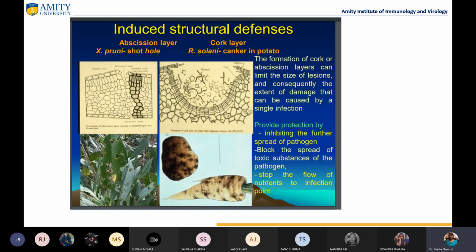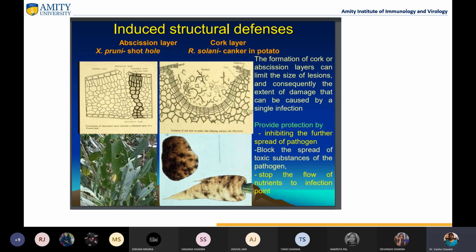So this is again an example of induced structural defenses: the abscission layer in Xanthomonas pruni, which causes shot hole, then the cork layer in Rhizoctonia solani, which causes canker in potato. So the formation of cork or abscission layers can limit the size of the lesions and consequently the extent of damage that can be caused by a single infection. Again, they provide protection by inhibiting the further spread of the pathogen.